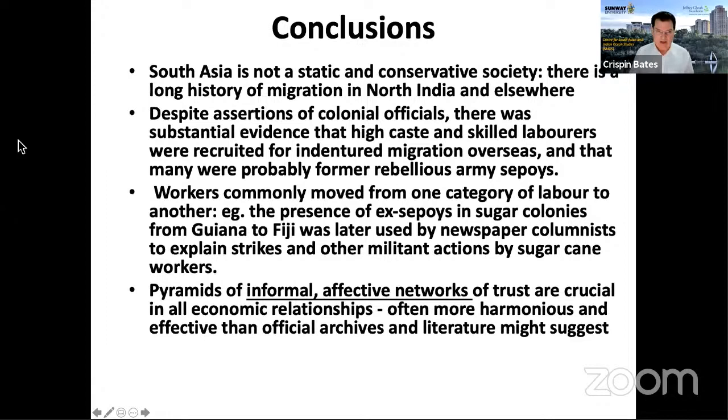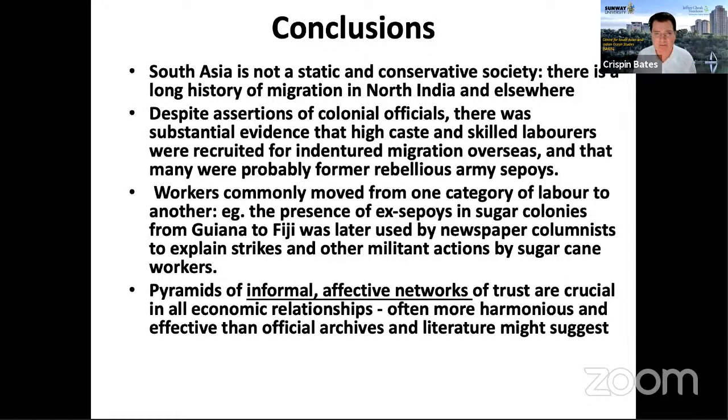So the conclusion of this short presentation is that South Asia is not a static and conservative society. There's a long history of migration in North India and elsewhere. Despite the assertions of colonial officials, there was substantial evidence that high castes and skilled laborers were recruited for indentured migration overseas, and that many were probably former rebellious army sepoys. That workers commonly moved from one category of labor to another.